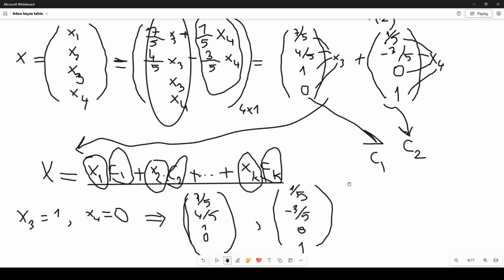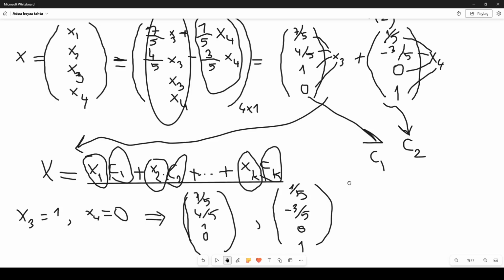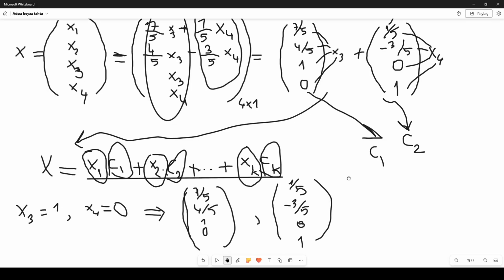And a particular solution also needs to satisfy each equation. So when I take the values of all of the unknown variables besides one equal to 0, and I take the remaining one equal to 1, then I have the coefficient matrix to the right of the free variable, and they also need to satisfy the equations.